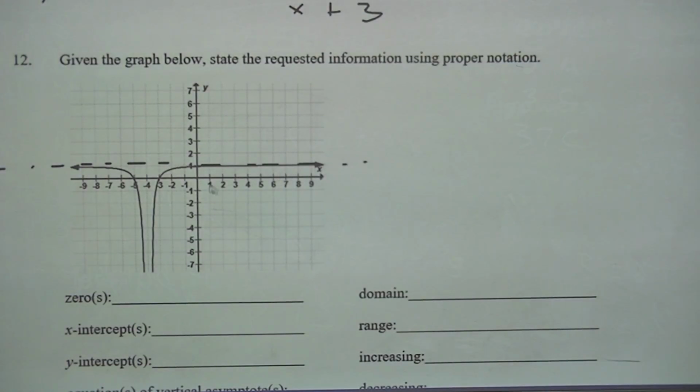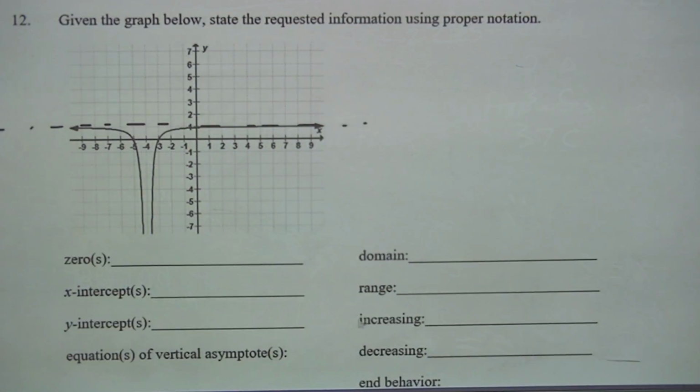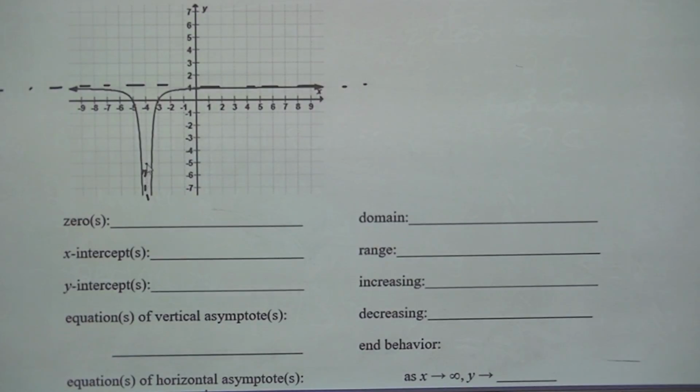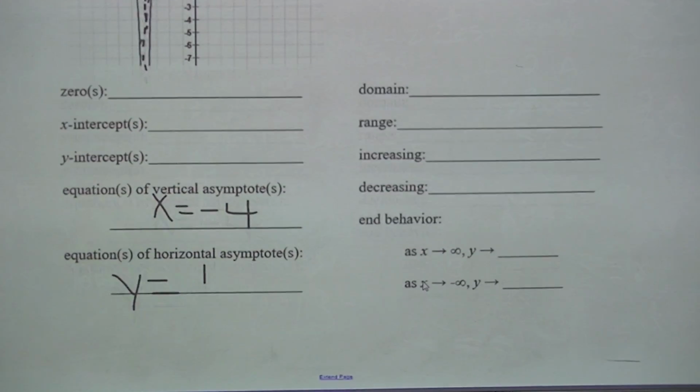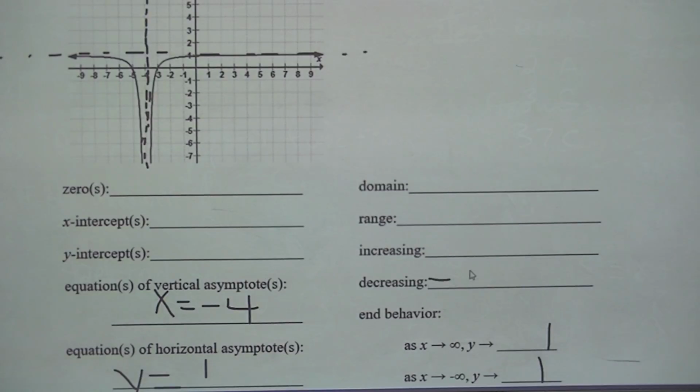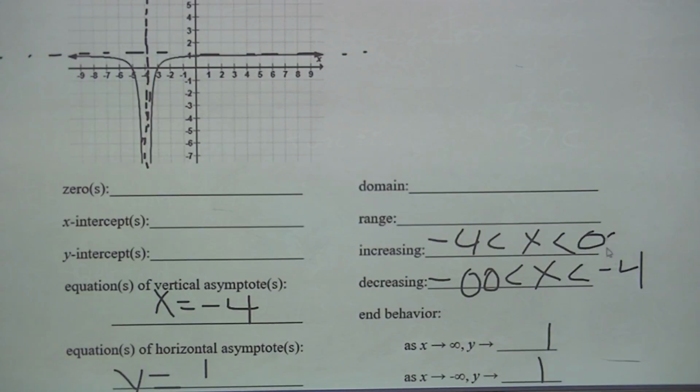This is getting horizontal right there. I'm going to go down and fill that in. That's going to be y equals 1. Your vertical one is going right through there. That's x equals negative 4. Some of this other stuff, I know because of the horizontal, this is 1 and 1. This is decreasing from negative infinity to negative 4. It's increasing from negative 4 to infinity. See your teacher for more explanation. It's decreasing to this asymptote, increasing to that one.